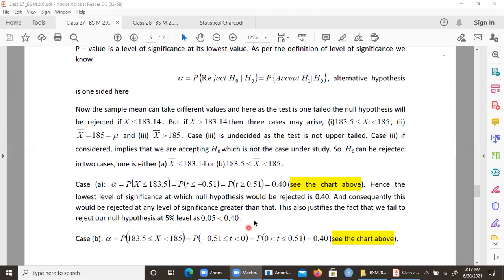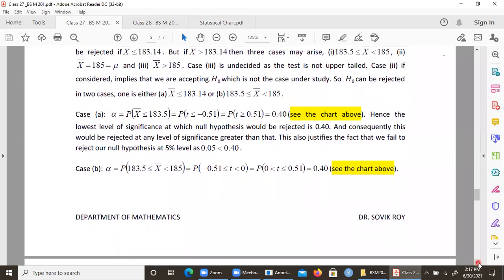So in both cases, we are actually finding the p-value to be 0.40. So at any level of significance which is greater than the p-value, we are going to reject our null hypothesis. Okay. So this is directly in agreement with my calculation.